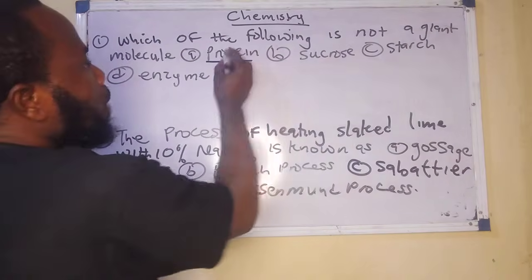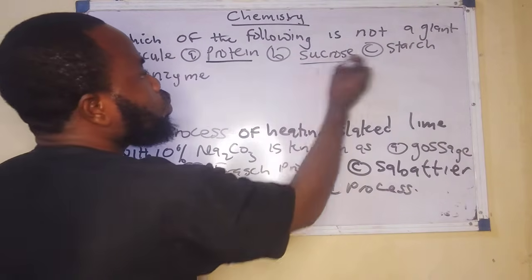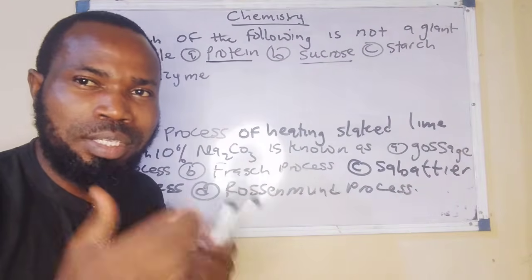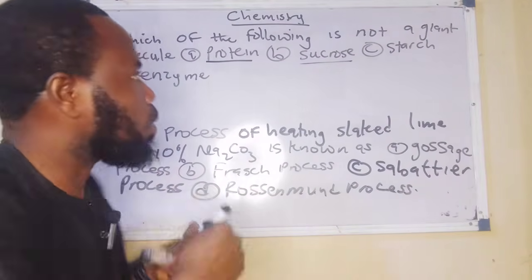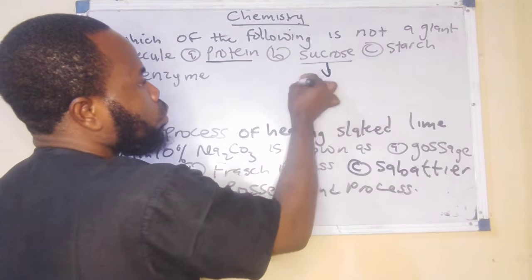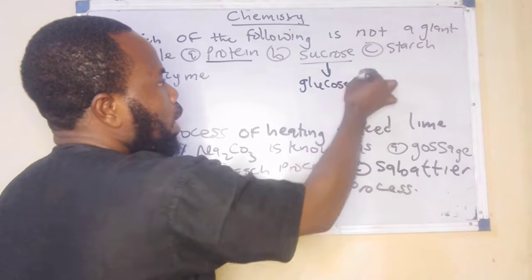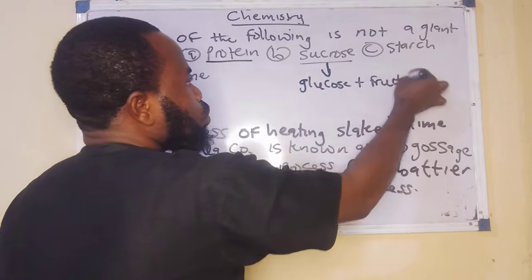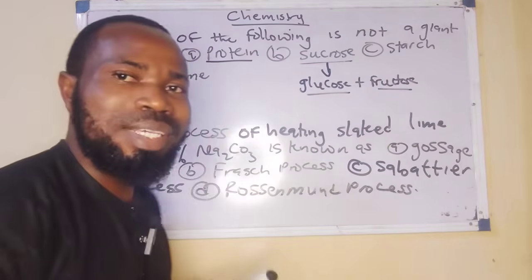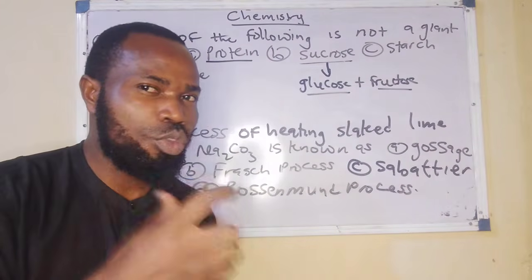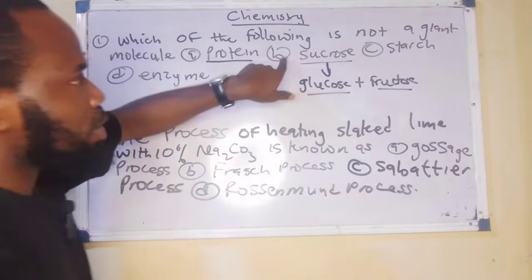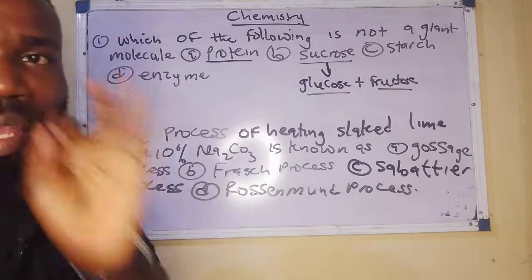Now, talking about option B, which is sucrose. Sucrose is not a giant molecule. The reason being that sucrose is made of two monosaccharides. The monosaccharides that form sucrose are glucose and fructose. Because it's made of two monosaccharides, this sucrose is a disaccharide, so it's not a giant molecule, neither is it a polymer. So the answer obviously is B. But be very careful about sucrose.